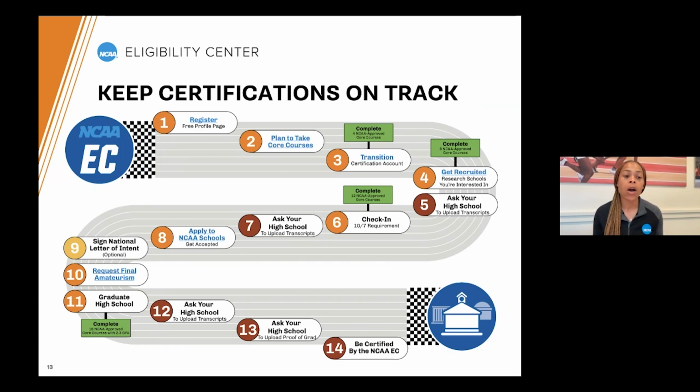We also talk about signing their national letter of intent, what they need to do when it comes time to request final amateurism, uploading those final transcripts with proof of graduation, and then being certified by the NCAA Eligibility Center and walking onto campus.